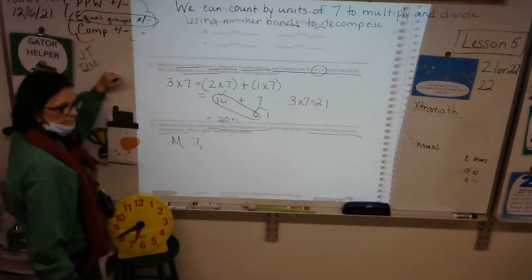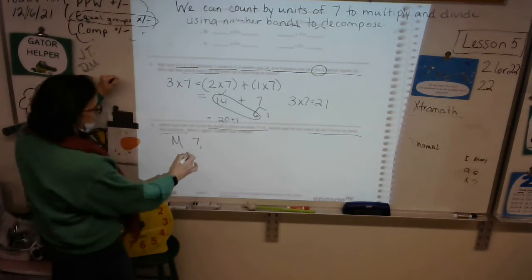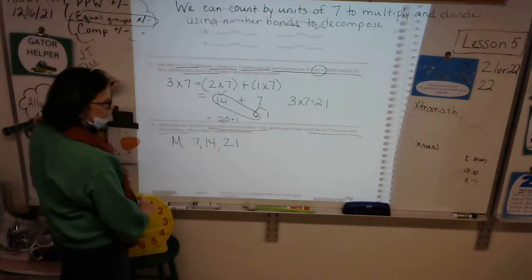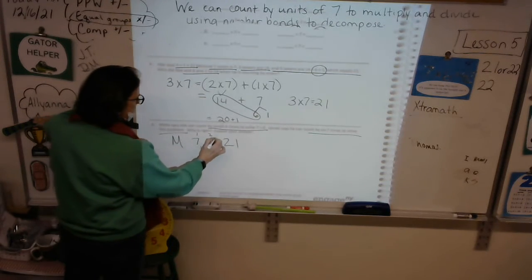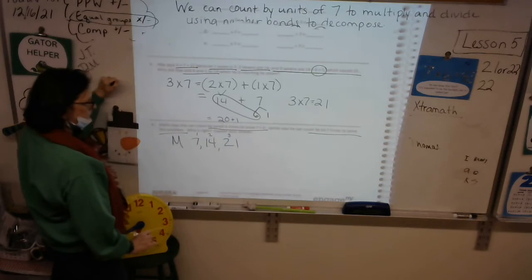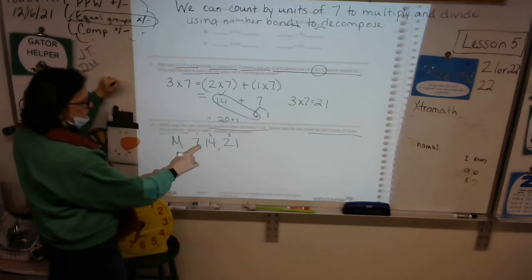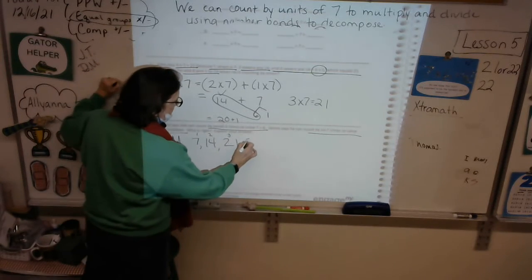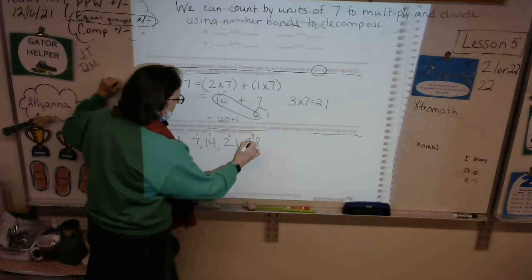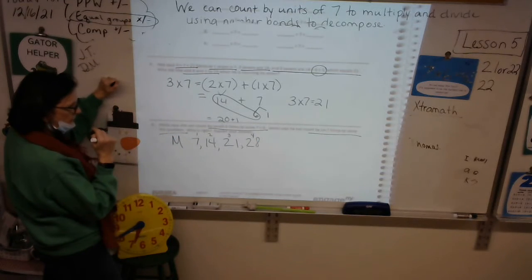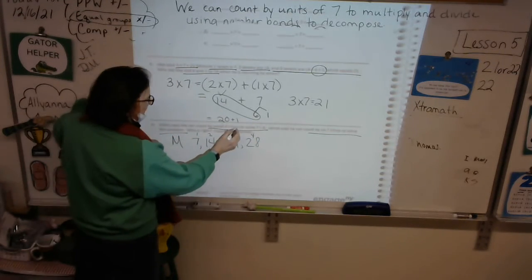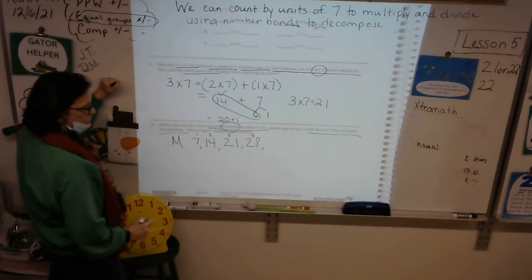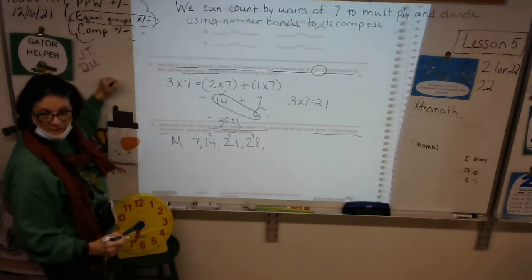7, 14, 21. How many have we counted so far? 3, and we need 6. 7, 14, 21. Put that 21, class. 28, because you're adding 7. Now we've counted by 7 4 times. We need to count by 7 6 times, so we need another one. What's 28 plus 7? 35.